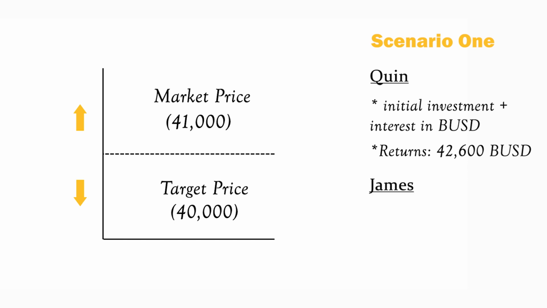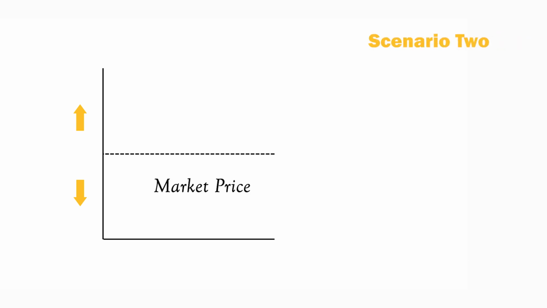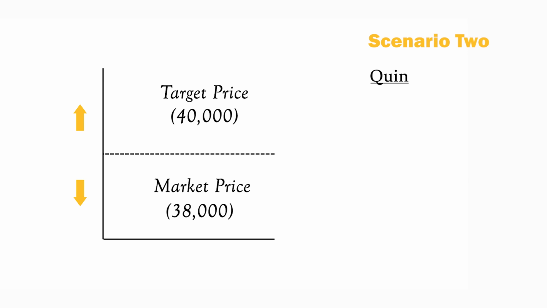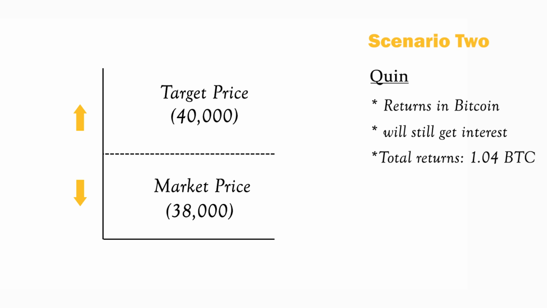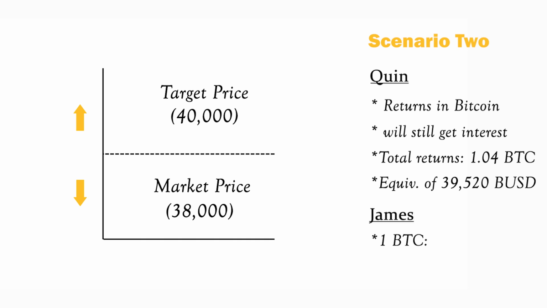On the other hand, Gems, who didn't dual invest, will have the value of his 1 Bitcoin increase from 40,000 BUSD to 41,000 BUSD, but will miss out on the interest income. In the second scenario, the market price at 38,000 BUSD goes below the target price and the order is not filled. This means Queen will get her investment back in Bitcoin, but will still have some interest income as well, which will amount to 1.04 Bitcoin, an equivalent of 39,520 BUSD. Here we see James end up with 1 Bitcoin valued at 38,000 BUSD on the market.